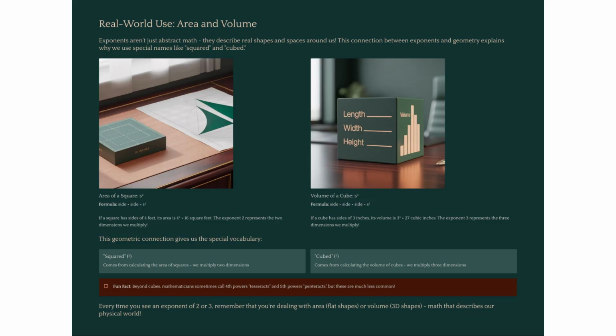Exponents pop up constantly in the real world, especially in geometry. Think about finding the area of a square. If a side is s, the area is s times s, which we write as s to the power of 2. That's why we call s to the power of 2 s squared. Now think about a three-dimensional cube. Its volume is side times side times side, written as s to the power of 3. This gives volume its name, s cubed. You're using exponents every time you calculate area or volume.